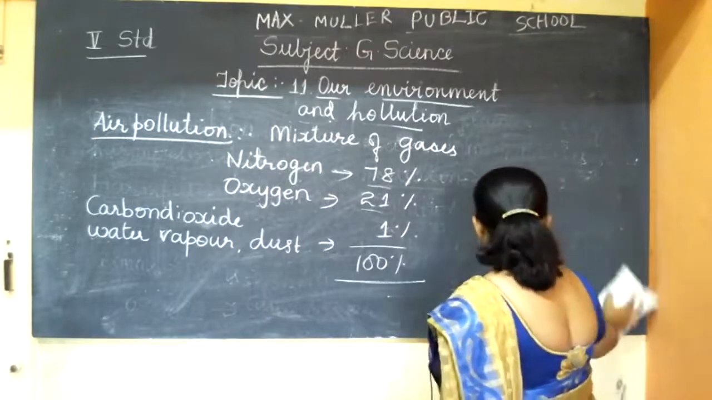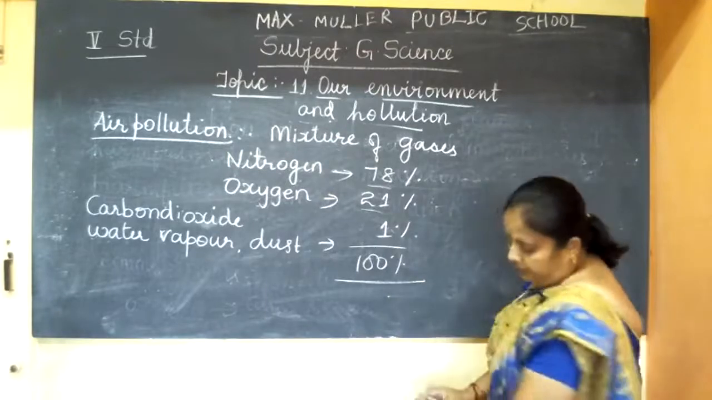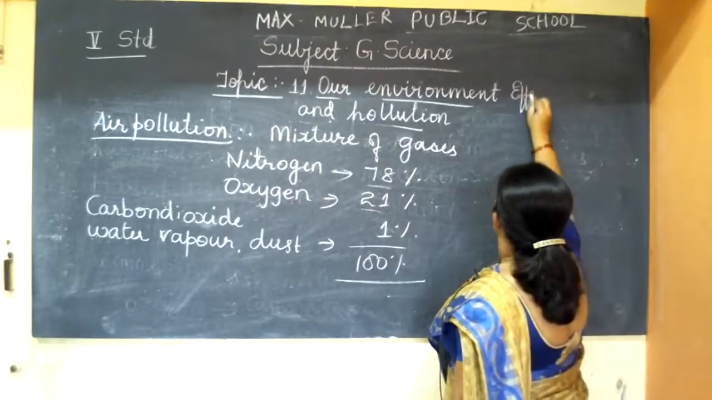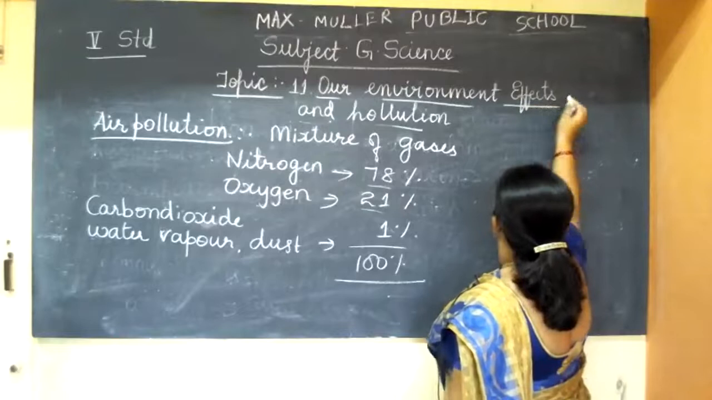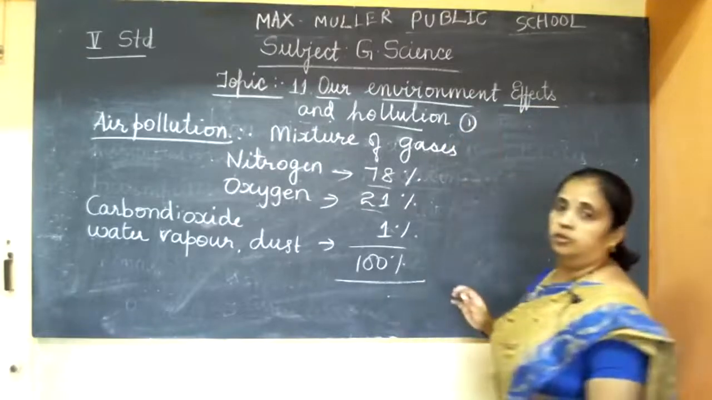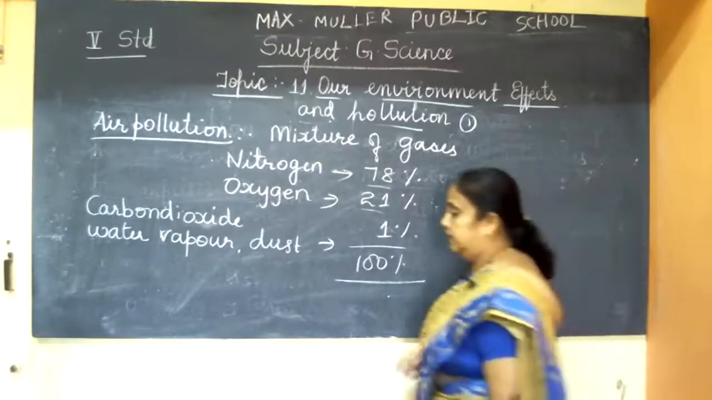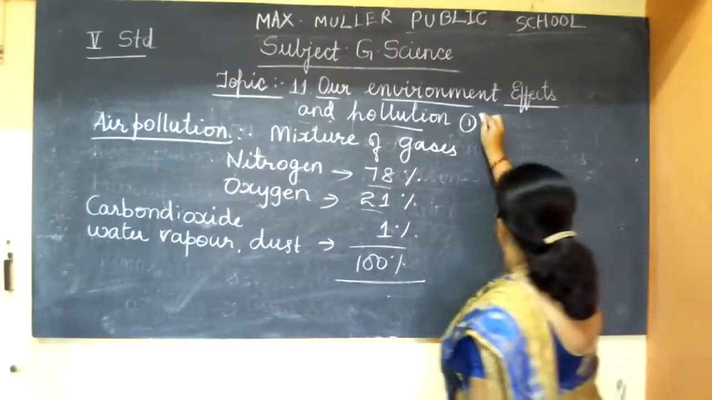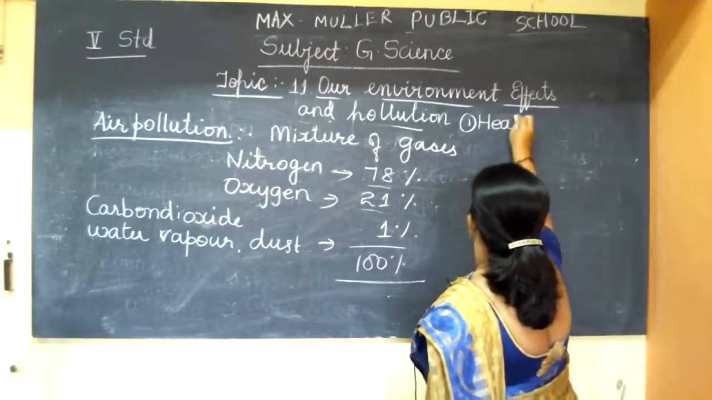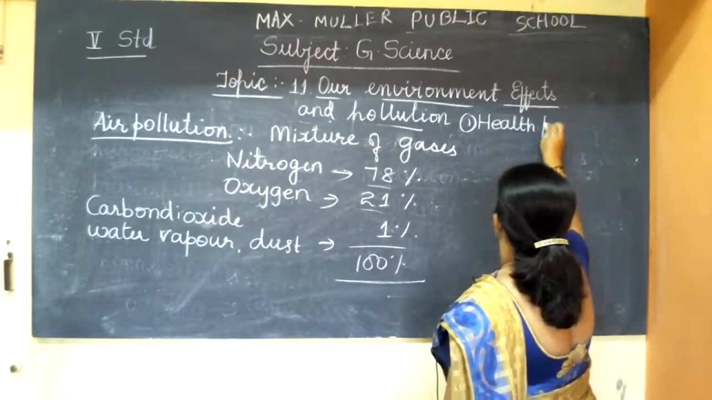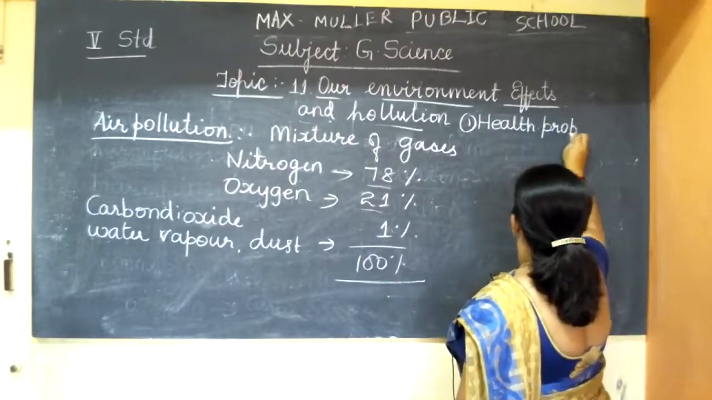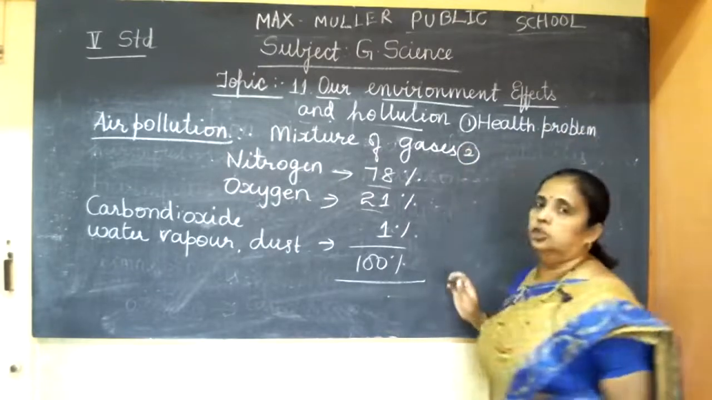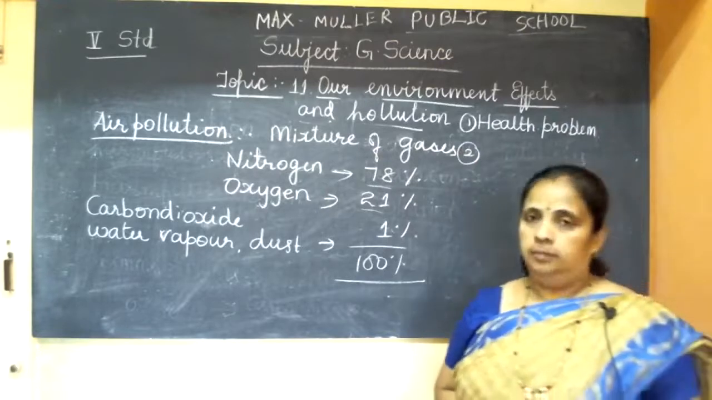Now, who is responsible for air pollution we have studied. Now we'll see what the effects of air pollution are. Let's list out the different effects of air pollution. What is the main problem? Health issues, health problems. This health problem is one of the major issues of air pollution.